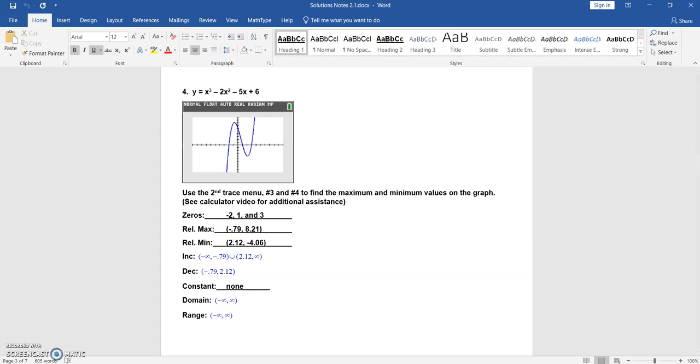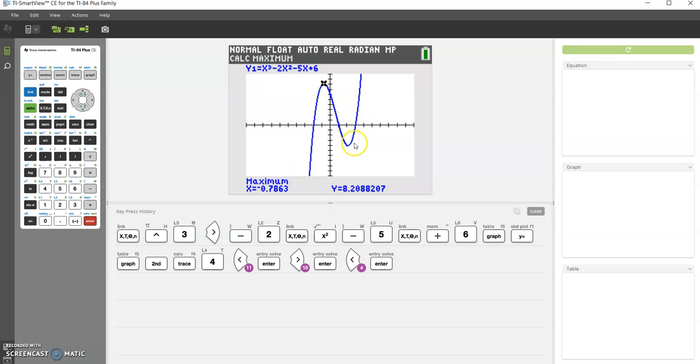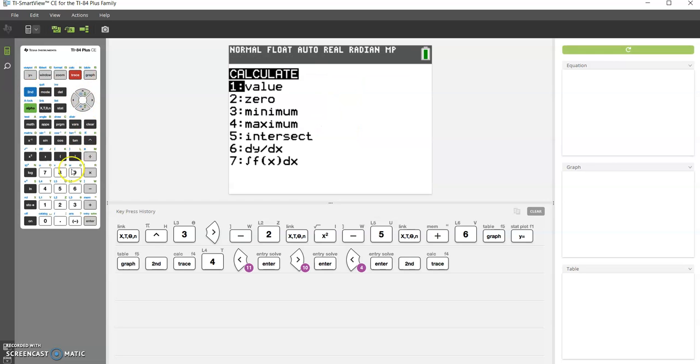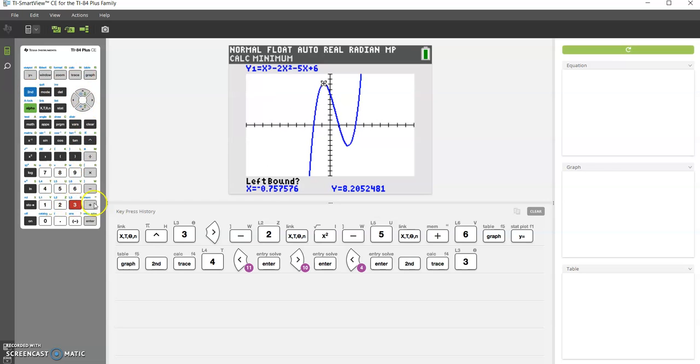So that's my relative max. I'll go back to my calculator. If I want to now focus on finding this minimum down here, I go back to second trace, number 3 this time for minimum. Again, it asks you for left bound, so this bottommost point down here is what you're trying to find, so anywhere over here on the left is fine. I always like to get it a little bit closer to the point that I'm trying to find, so maybe here is good. Use my right arrow key, hit enter.